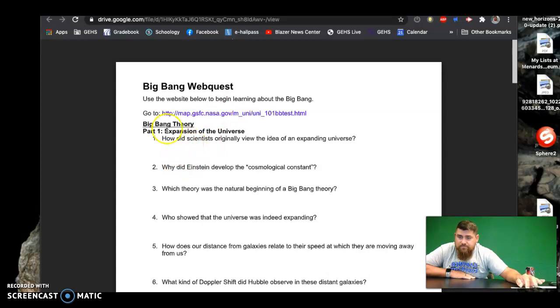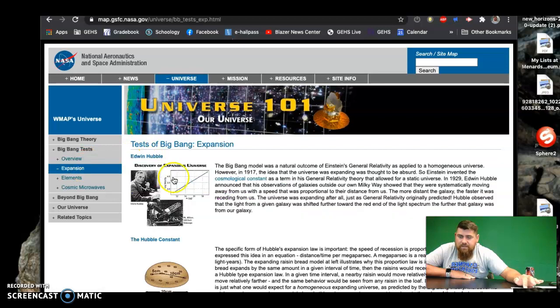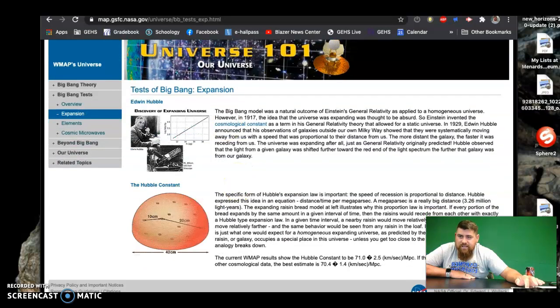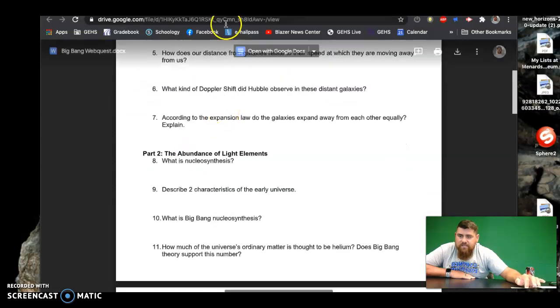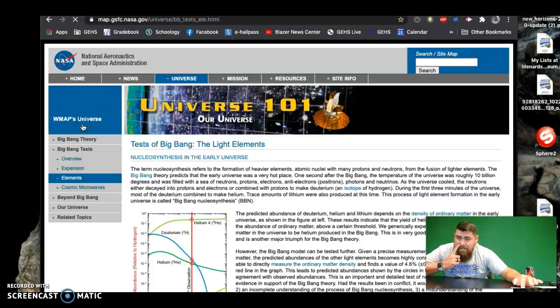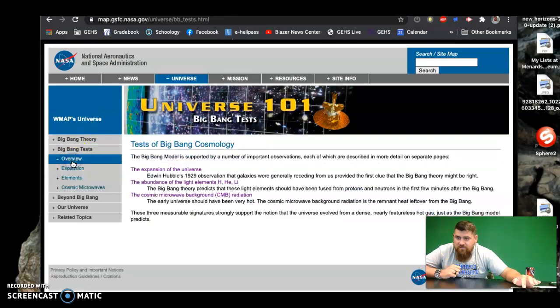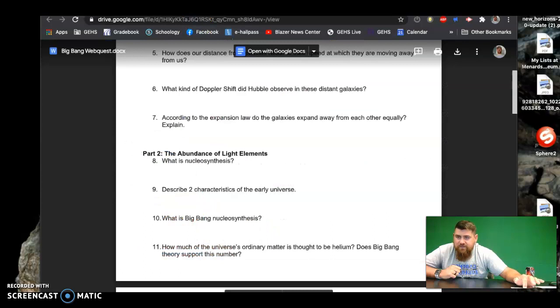What I want you to do, pay attention here: Part 1, Expansion of the Universe. You can also go to Expansion right here. You're going to read this, and then you're going to answer the first 7 questions. And then you're going to go to Part 2, Abundance of Light Elements. If you go back here, Elements, it's shortened. If you go back to the overview, it'll take you to Abundance of the Light Elements. And you're going to answer the next set of questions, and then you'll come back to your assignment.